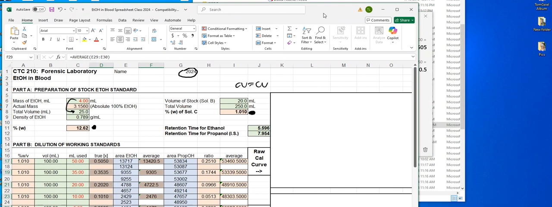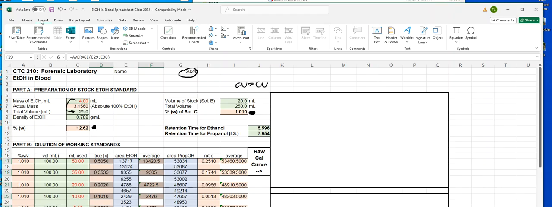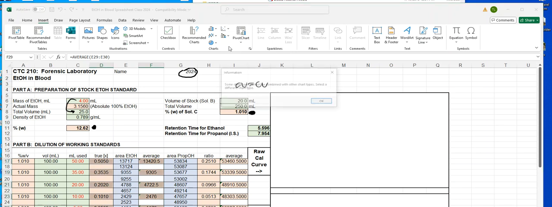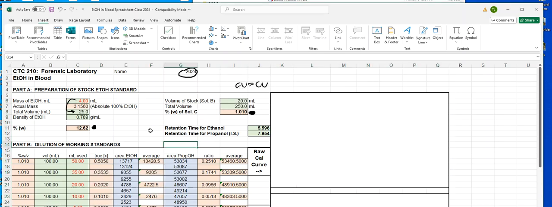At the very top of this Excel spreadsheet, there is going to be an insert function, and we are going to insert. So I'm going to click that, and we're going to go over to the scatter plot area, and I'm going to click that arrow. And then I'm going to come down and click this option that's just points. That's all that I'm going to do. Now it says some chart types cannot be combined with other chart types. Select a different type.